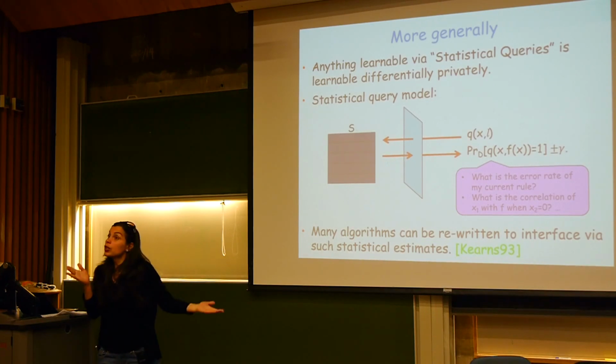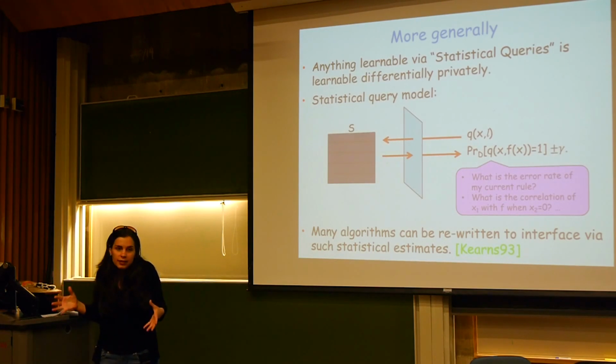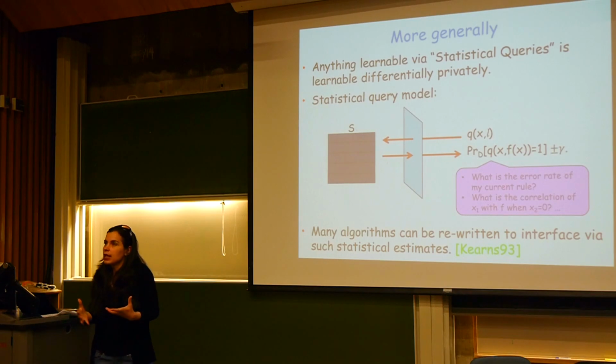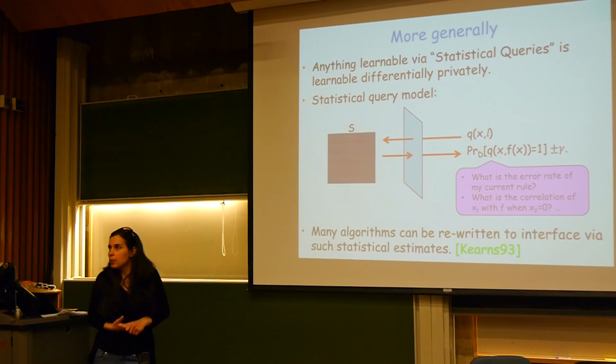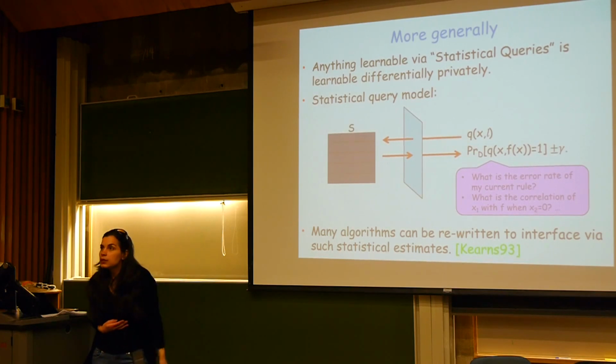Now, there are theoretical examples. There's something called learning parity functions, where you solve a system of linear equations over Z2, that we don't know how to make differentially private. So there are some algorithms that are not easily made differentially private, but for most of the machine learning applications that we care about, I think they can be made differentially private. And the SQ learning model captures that.